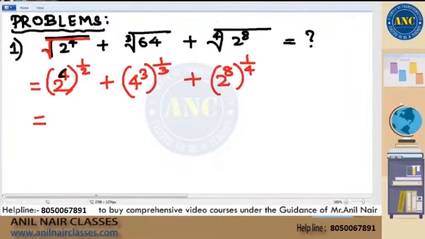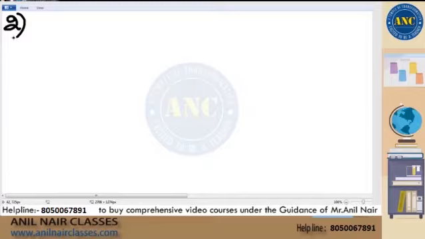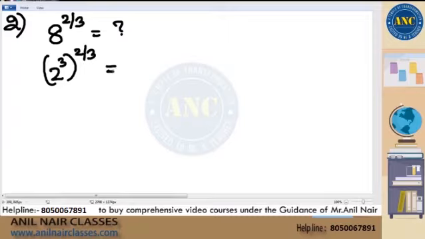Second one, we will understand each and every basic question initially, so that it should not haunt us in our difficult questions as we proceed with our classes. Second one, again a very easy question. 8 power 2 by 3, value I need to find. What is the value of 8 power 2 by 3? Now, 8 power 2 by 3 can be written as 2 cube power 2 by 3. (a power m) whole power n is a power m into n. 3 into 2 by 3. It is 2 power 2, which is nothing but 4.